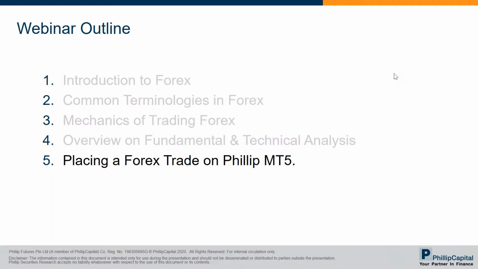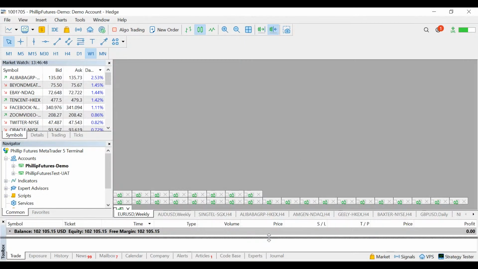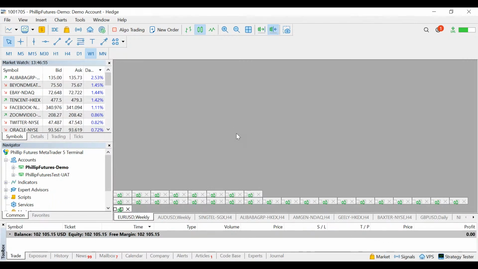Okay, so let me hop on to the MT5 platform. MT5 is a zero commission forex trading platform. Apart from forex, we also have CFDs, but we're only talking about forex for today. A brief introduction of Phillip MetaTrader 5: it is one of the most popularly used platforms for forex trading in the world.